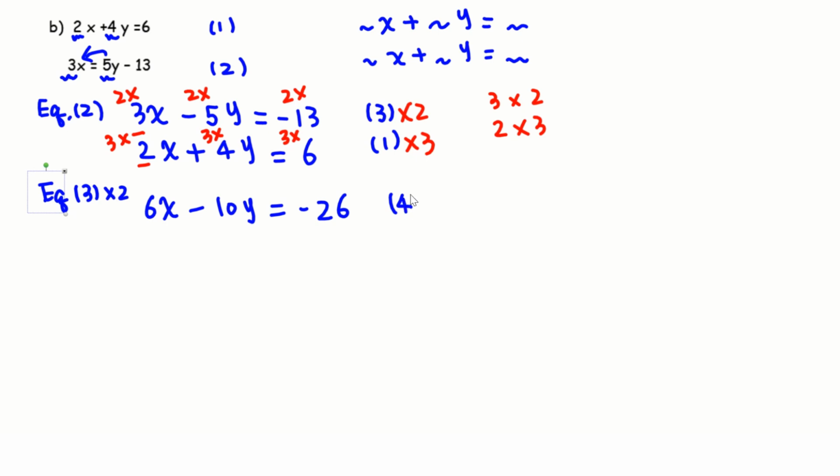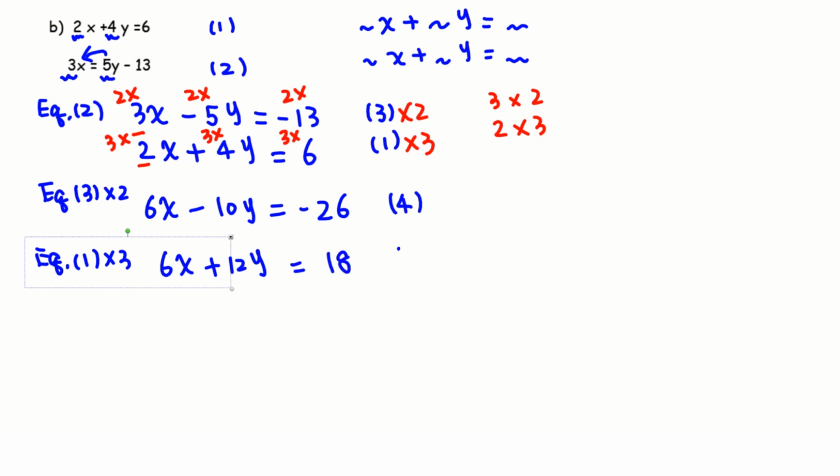This is equation 4. And equation 1 times 3 give us 3 times 2, 6x. 3 times 4, 12y. 3 times 6 is 18. So make sure you must times each term by that number you found. And after that, you will see x has the same number. In order to get rid of this, we could subtract equation 5 from equation 4. So equation 4 take away equation 5.